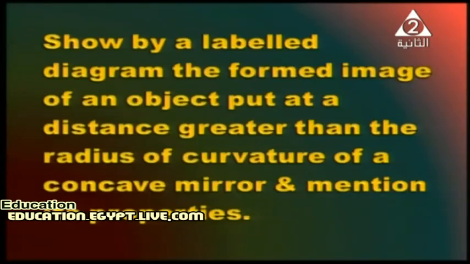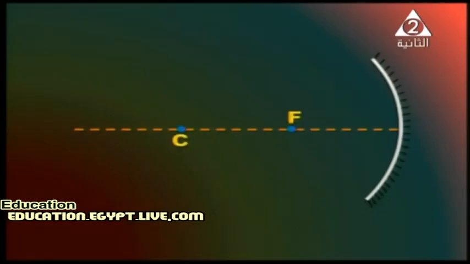Another problem: show by a labeled diagram the formed image of an object put at a distance greater than the radius of curvature of a concave mirror. Also, mention its properties. This is the concave mirror, and this is the principal axis, focus and center of curvature. This is the pole of the mirror.